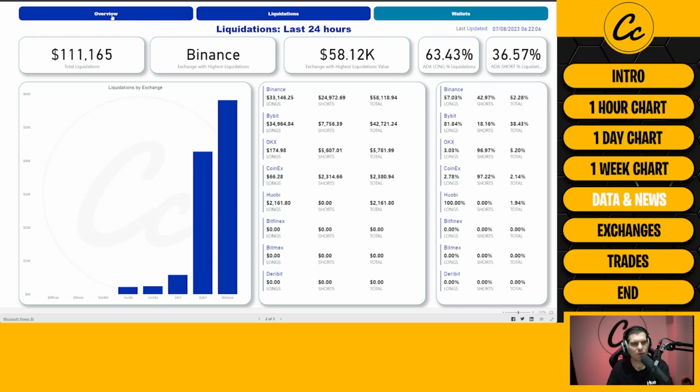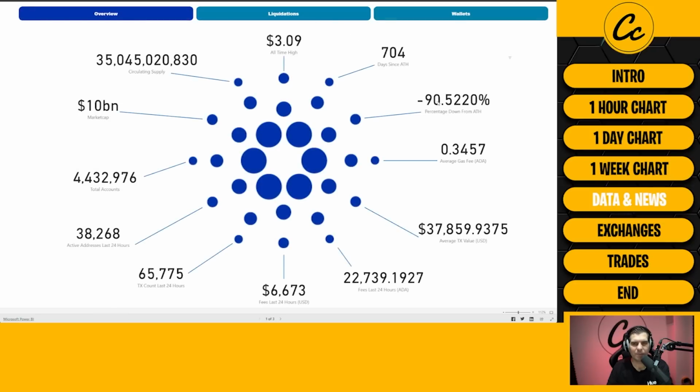But again, there's a whole host of other pieces of data here outside of liquidations that we could take a look at. Everything from how many days it's been since the all-time high, the percentage that we're down, all the way through to how many transactions there were and the cost of those transactions, right? 65,000 transactions at a cost of $6,000.